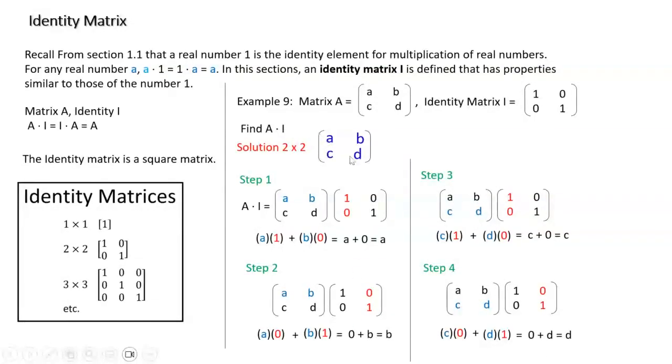Because if you notice, guys, we got the same matrix. So the identity for a 2 by 2 matrix is 1, 0, 0, 1. If you multiply the matrix times this identity, the answer will be the same matrix. That's what this definition is trying to explain here.